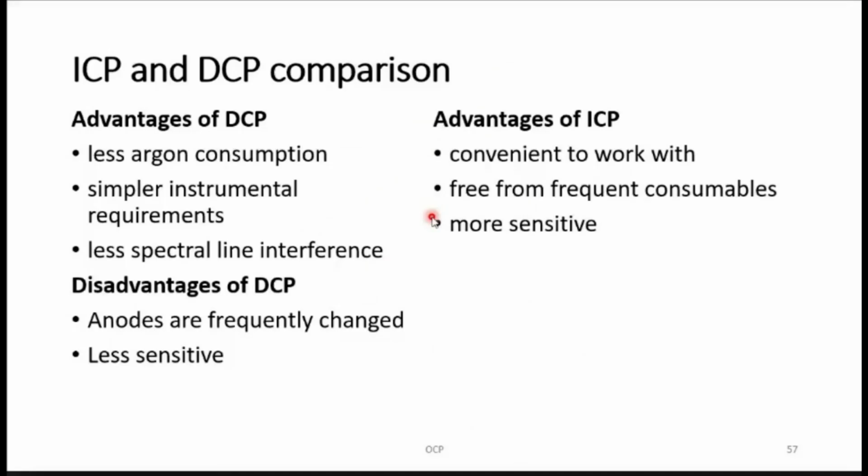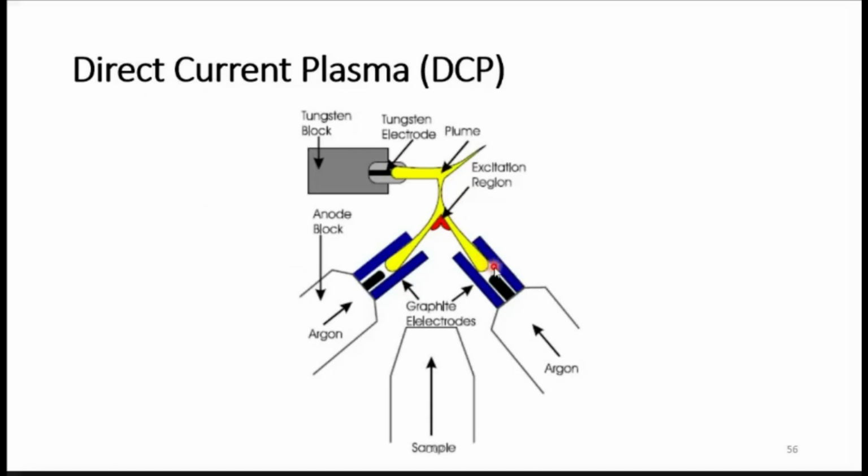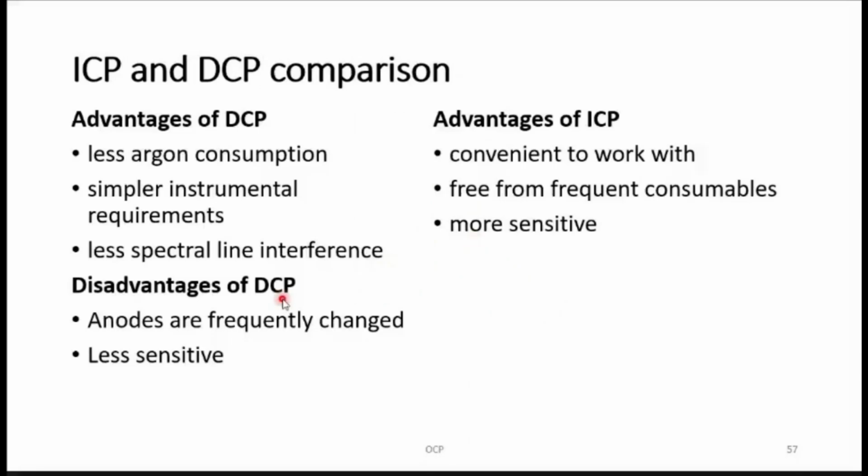Plasma comparison. So what are the advantages of direct current plasma? It uses comparatively less argon. We do not require argon for cooling. The instrumental requirements are simpler and there is less spectral line interference, because obviously argon is less in number, so you will have less interference spectra. But you will observe that there are graphite electrodes which are getting heated, so obviously wear and tear of those graphite electrodes will be observed. So disadvantages: anodes are frequently changed because they get oxidized. Relatively, this is less sensitive.